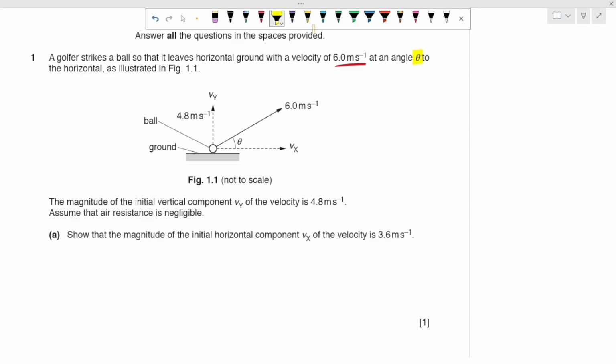The magnitude of the initial vertical component Vy of the velocity is 4.8. Assume that air resistance is negligible. Show that the magnitude of the initial horizontal component Vx is 3.6.